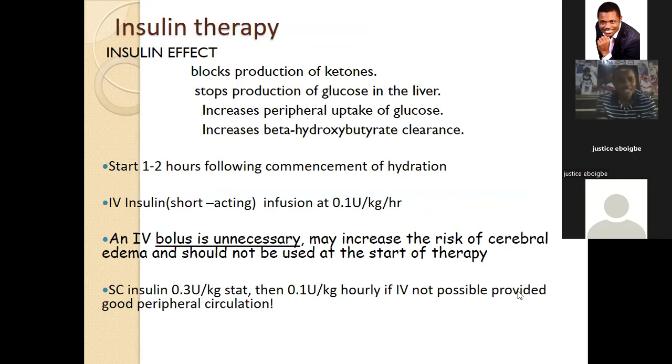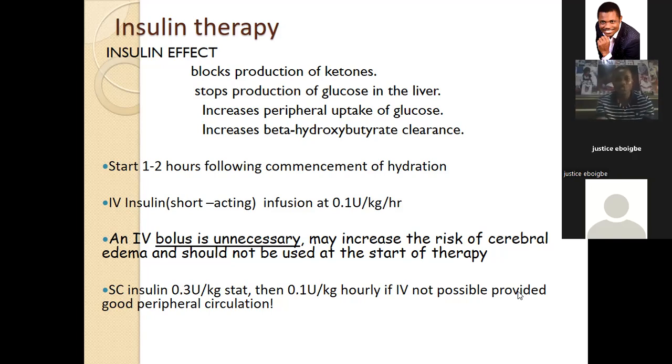So insulin therapy. What does insulin do? Look at it. It blocks production of ketones. It stops production of glucose in the liver. It stops ketogenesis. It stops glycogenolysis and promotes uptake of glucose. Remember, we told you that insulin acts as a key to the cell that opens the door. So when you give it, the glucose that is in the blood will now be available to the cells to use, because insulin will go there and open the door for them to enter.